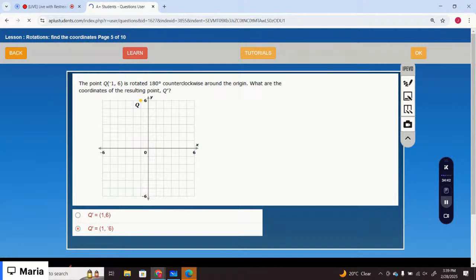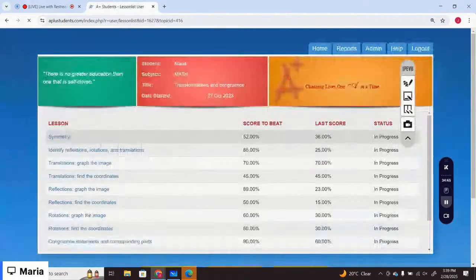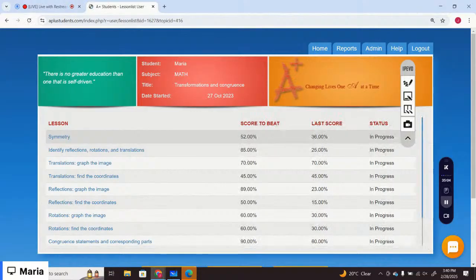So we were working on grade 8 math. The chapter we're working on is transformation and congruence. The lessons we have covered today are reflections, graph the image, reflections, find the coordinates, rotation, graph the image, and rotation, find the coordinates. So please make sure before the next session you complete all the practice questions for the lessons we just did. That is your homework until the next session.